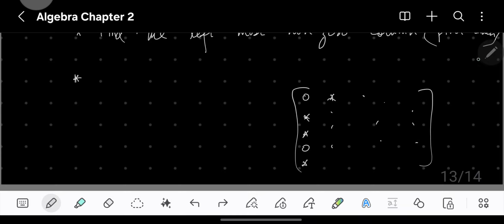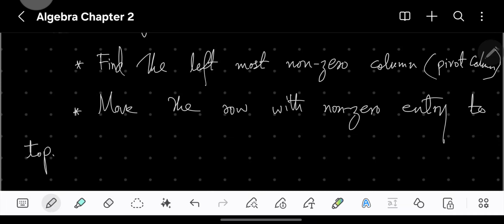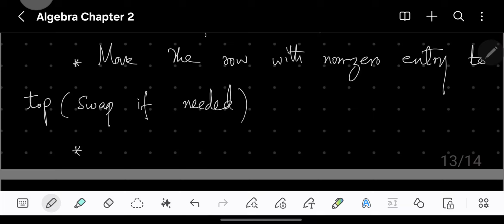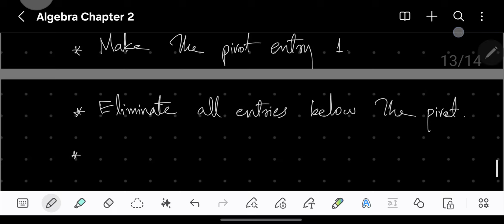So the next step is to swap the row, or in other words, move the row with non-zero entry to the top. We have to move the row with non-zero entry to the top, or in other words, swap if needed. And the next step is we have to make the pivot entry 1. And the next step is to eliminate all entries below the pivot.